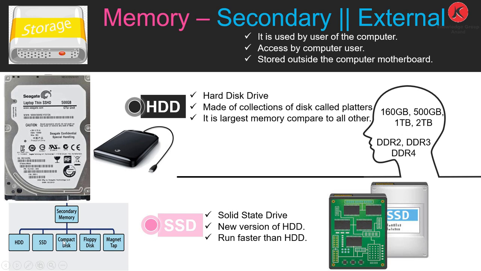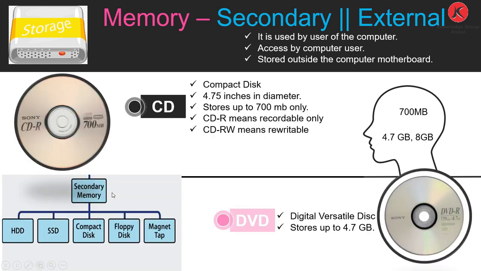Compact disk, means CD. Now we are going to learn about the compact disk. It is also known as CD. It is 4.75 inches in diameter. It can store up to 700 MB only. Remember, a CD can store up to 700 MB only. There are CD-R, meaning recordable only, and CD-RW, meaning rewritable. Rewritable means once you have stored data inside the CD, you can delete the data and store it again. That's why it is called rewritable, RW.